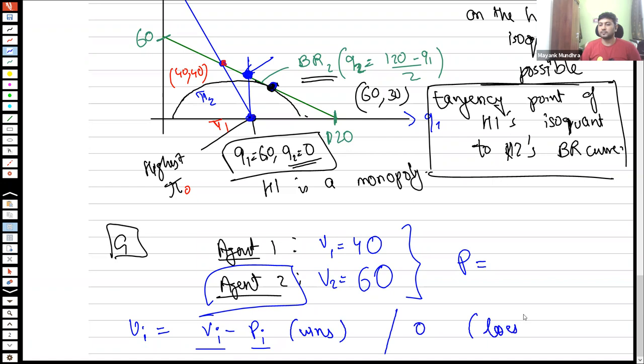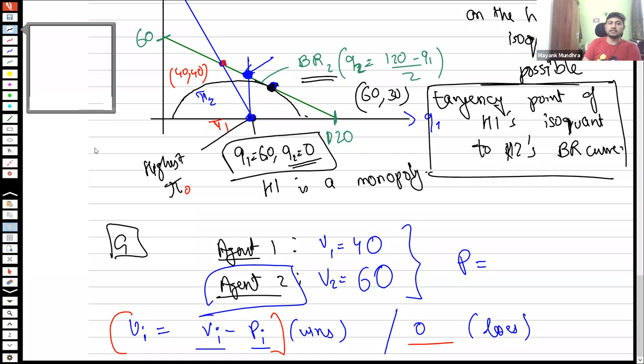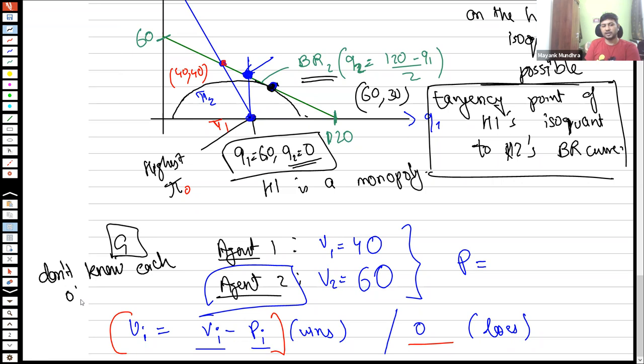All right. So if this guy is going to lose, he doesn't care if this guy buys it at 60 or this guy buys it at 40. So that's why beyond 40, this agent is unwilling to go, even if he knows agent 2's valuation. But in this case, I should have mentioned this: agents don't know each other's valuations. They are unaware of each other's valuations.